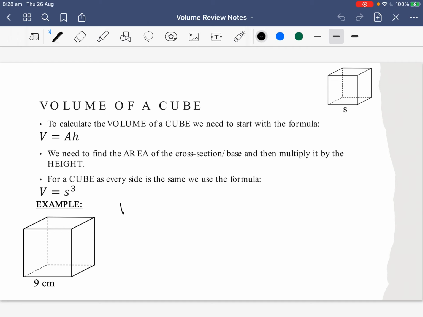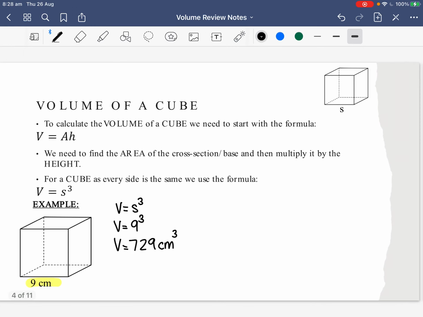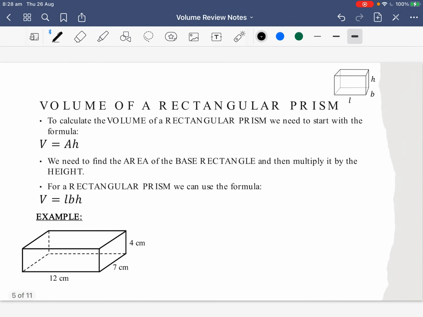For our cube, every side is 9 centimeters. So we write out our formula, V equals S cubed. Then we substitute in our side length of 9. So V equals 9 cubed, and we put that into our calculator. 9 cubed equals 729. So V equals 729 centimeters cubed. Now when we're calculating volume, our units are units cubed.